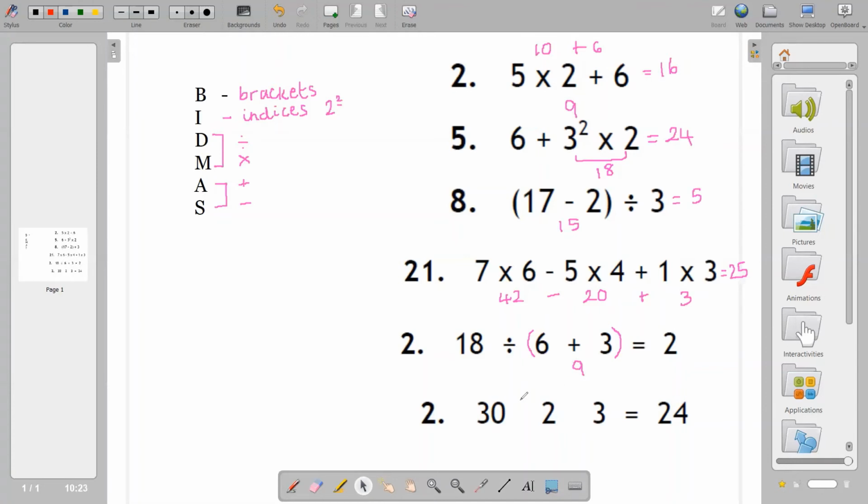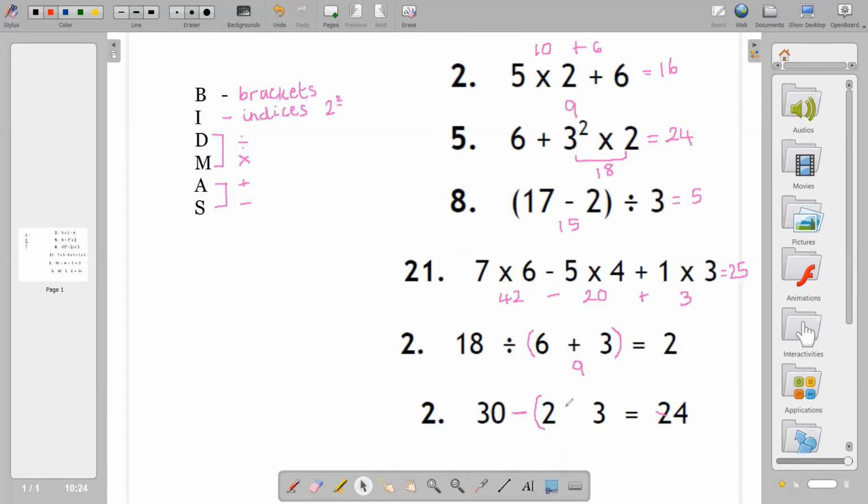Now down here you need to put in the signs and brackets to make this work. So we currently have 30, 2 and 3, and we're trying to get to 24. So somewhere along the line we need to subtract from 30. But at the moment, if I do 30, take away 2, I would get 28, and then take away 3, I would get 25. So I know that I'm taking away from 30 because the answer I'm getting is smaller than what I started with.